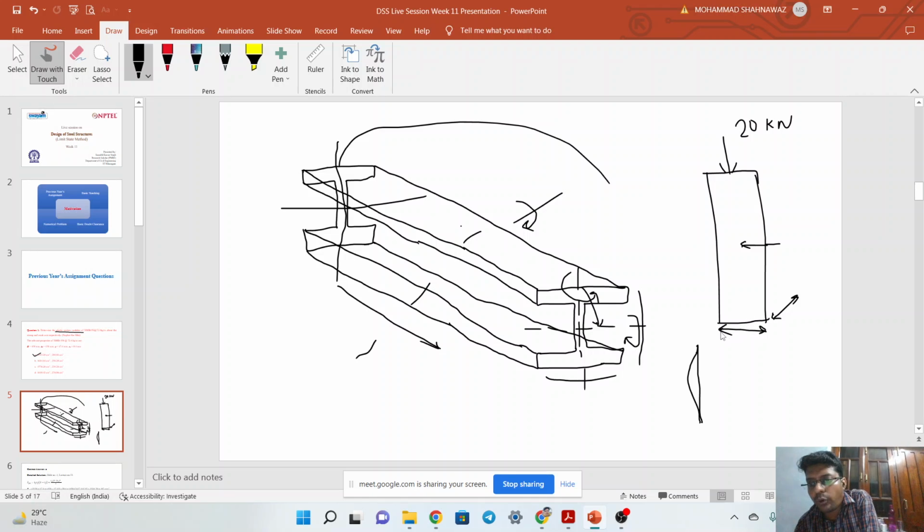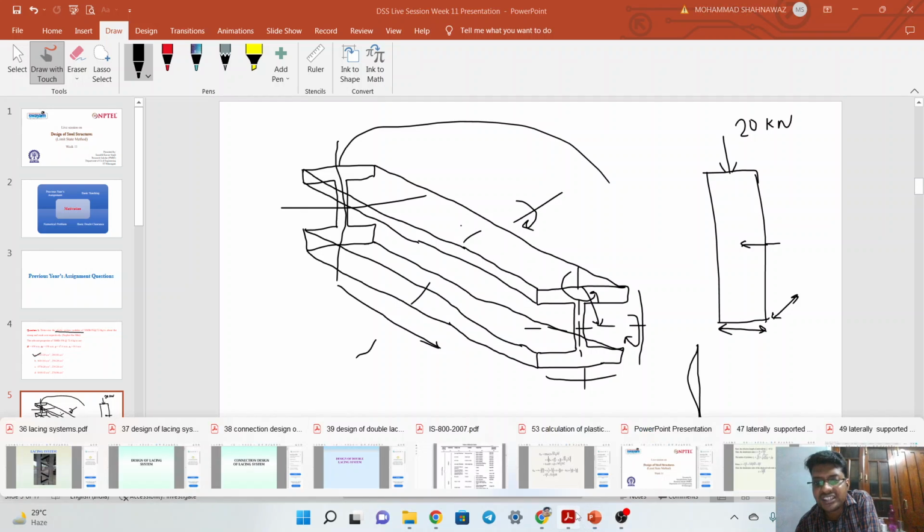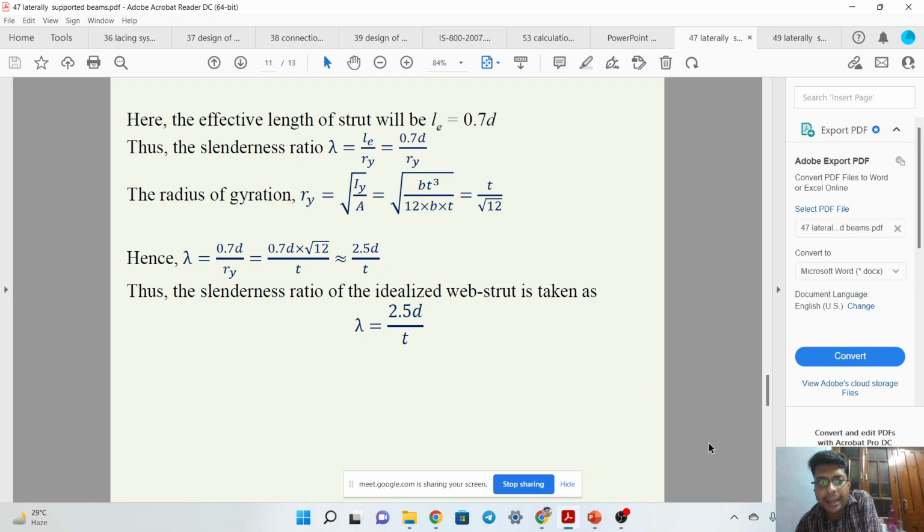So what will happen when you increase these two things? Its moment of inertia is going to increase. Okay, so its radius of gyration is going to increase, and when your radius of gyration increases, then what will happen?